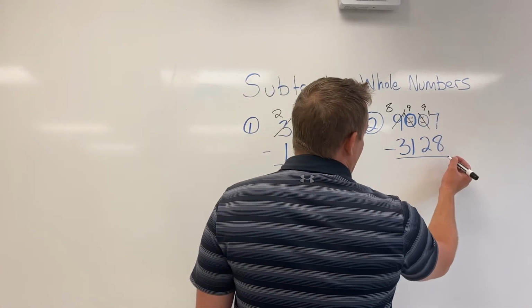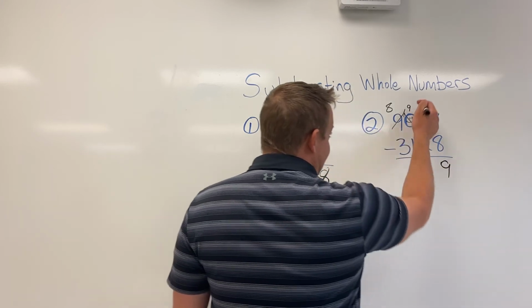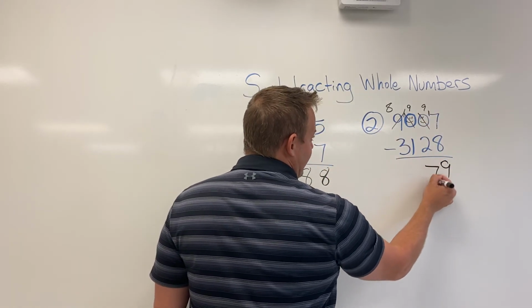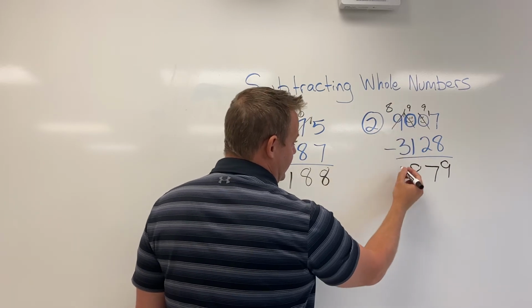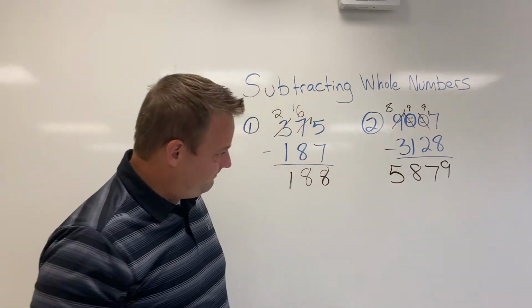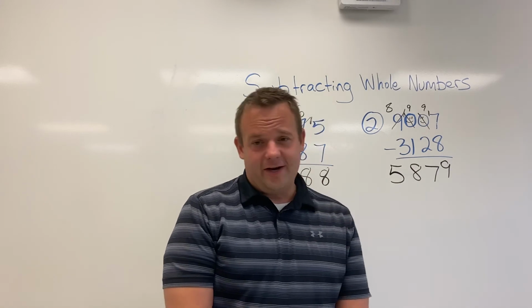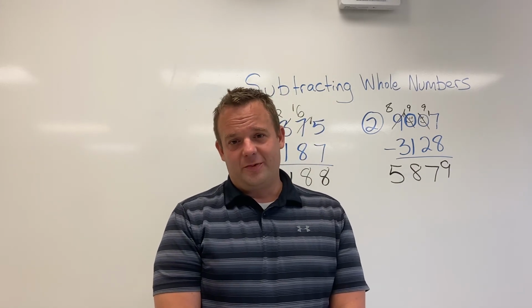So 17 minus 8, that's 9. 9 minus 2 becomes 7. 9 minus 1 is 8, and 8 minus 3 is 5. So 5,879. Hope this helped you with your subtraction.